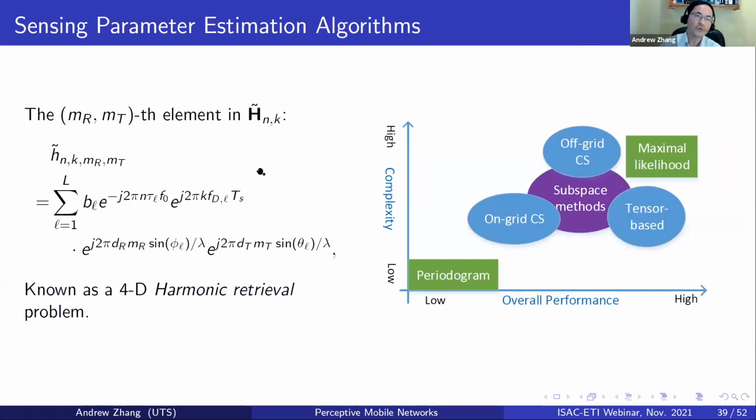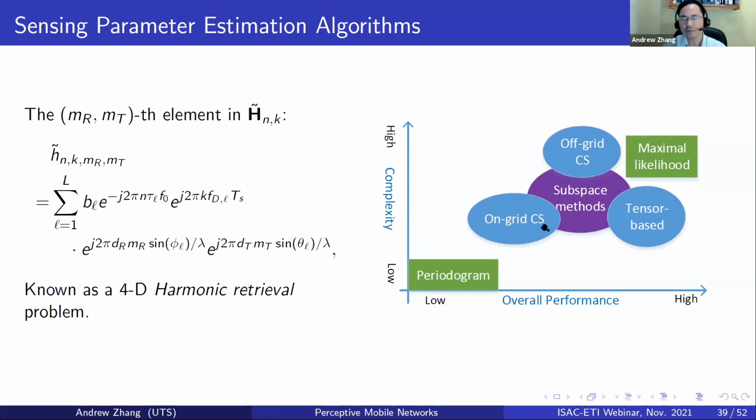All right, in the case of indirect sensing, we can actually get a clear channel for each user, and we can formulate the channel in this form. And this is a well-known expression in the signal processing domain. It's known as a 4D harmonic retrieval problem. We have 4D signals, and there are many approaches that can potentially be applied. For example, the simplest one is based on the multi-dimensional FFT. And the next one may be gridless compressive sensing.